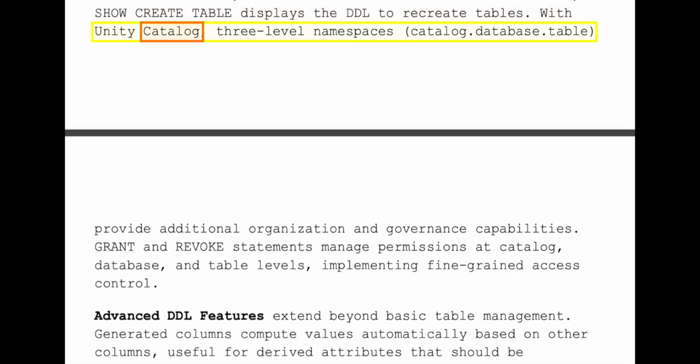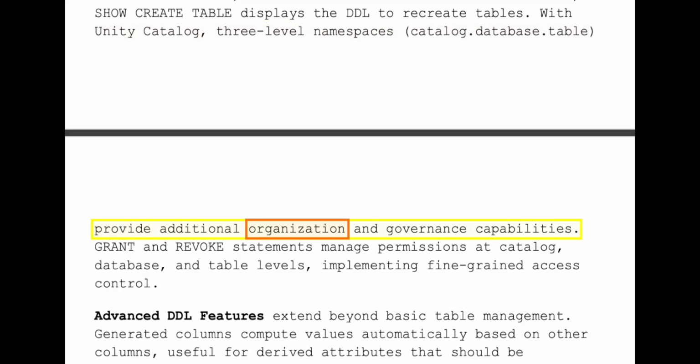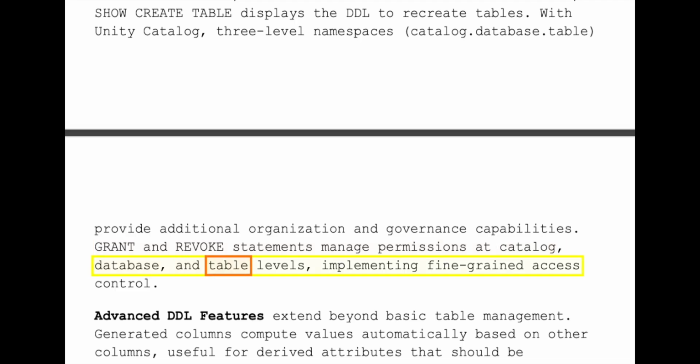With Unity Catalog, 3-level namespaces, catalog.database.table, provide additional organization and governance capabilities. GRANT and REVOKE statements manage permissions at catalog, database, and table levels, implementing fine-grained access control.